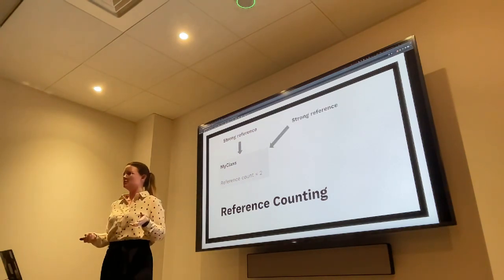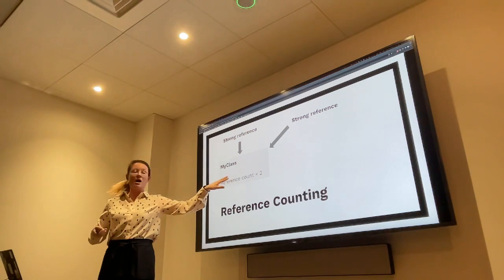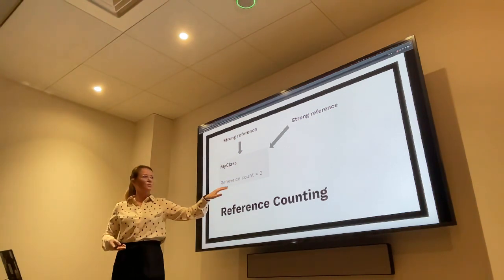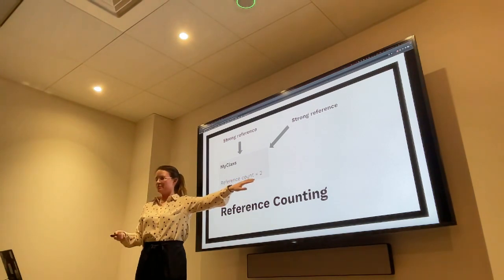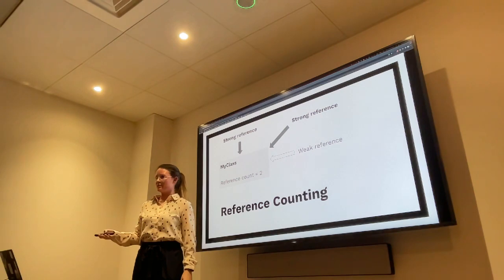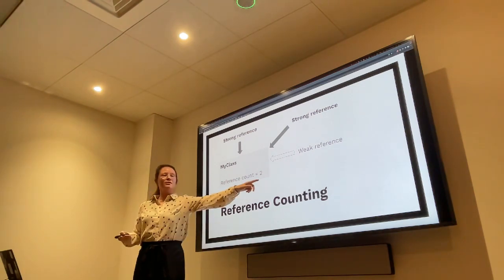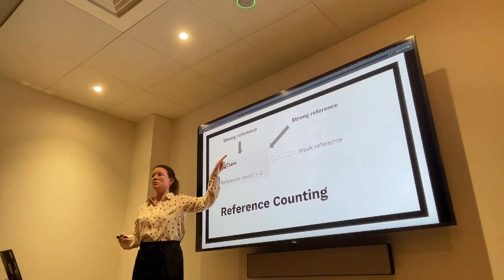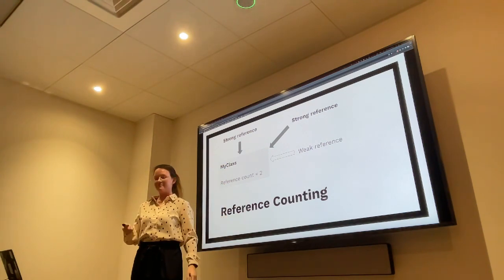Somewhere else in your code, you reference this object as well. You reference it strongly, so this brings our reference count from 1 to 2. Yet again, you make another reference to this instance, but this time it's a weak reference, and your reference count does not change. It's important to note that this reference count is only changed when it comes to strong references.